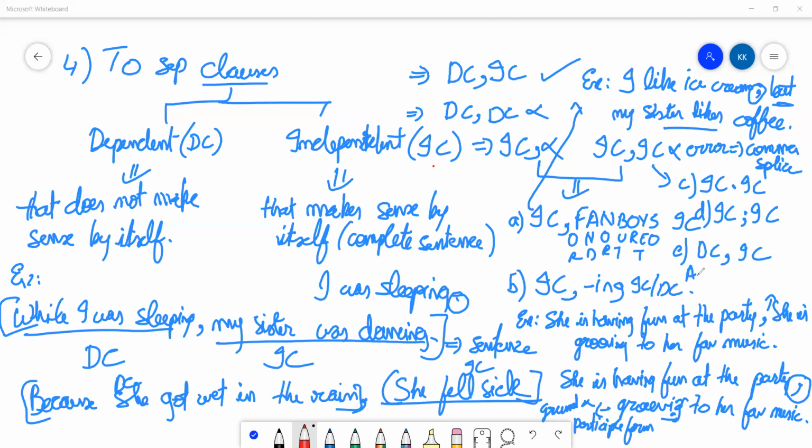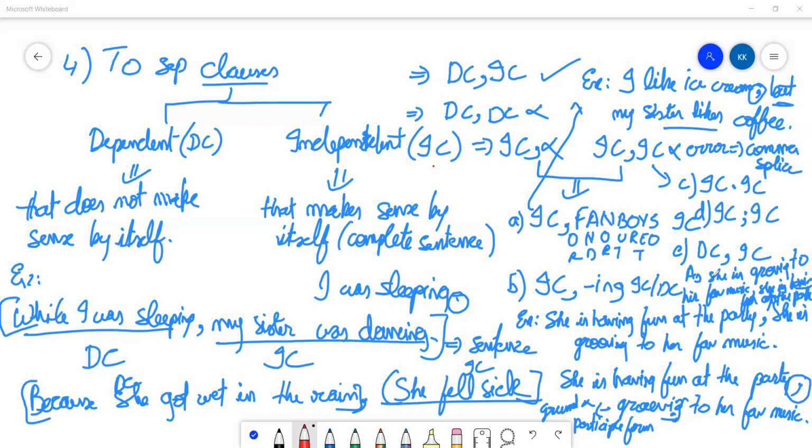Definitely possible. As she is grooving to her favorite music, she is having fun at the party. Please note it down properly. There was no space, so I had to scribble it like that.